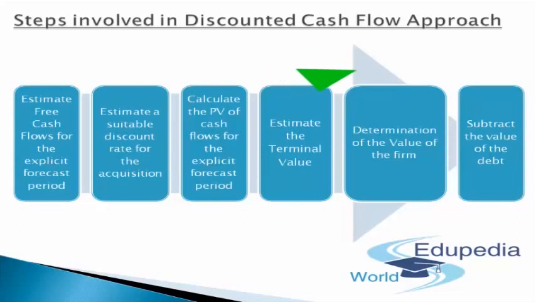Next comes the fifth one, the determination of the value of the firm. After obtaining all the results for the estimation of the free cash flows, estimating a suitable discount rate, calculating the PV of the cash flows for the explicit forecast period, and finally estimating the terminal value, you will be able to determine the value of the firm. That's what you'll be providing in the fifth step, taking care of all the four steps which have already been accomplished.